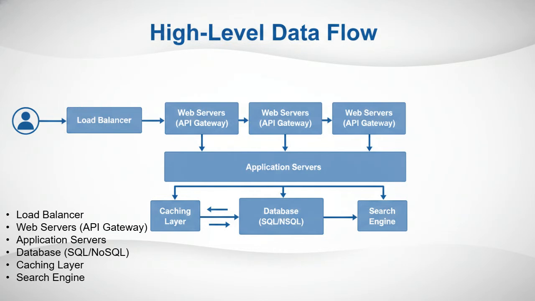For data persistence, a robust database system is essential, likely a relational database due to the structured nature of Q&A content and relationships. To enhance performance and reduce database load, a caching layer sits in front of the database, storing frequently accessed data. Finally, a dedicated search engine, separate from the primary database, handles complex full-text search queries efficiently, providing fast and relevant results to users.